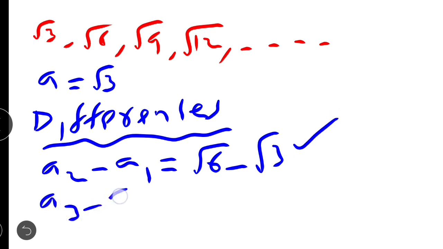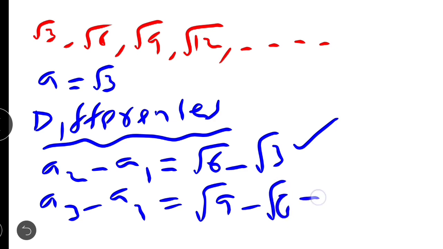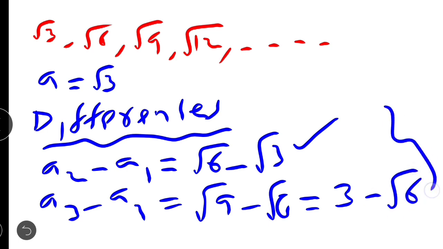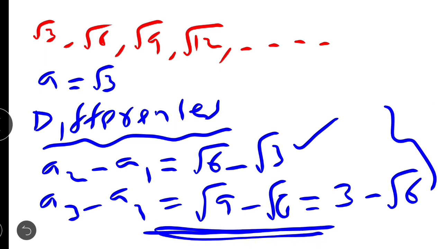Next, A3 minus A2. A3 value root 9 minus A2 value root 6. Root 9 is a perfect square number, so 3 minus root 6. It is very clear the differences are not common, so no need to find the third difference. Two differences are enough, because we can understand very easily that the differences are not common. So the given numbers are not in an arithmetic progression. That conclusion you have to write here, compulsory.